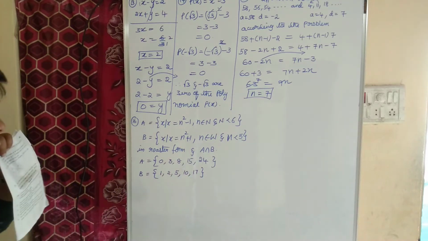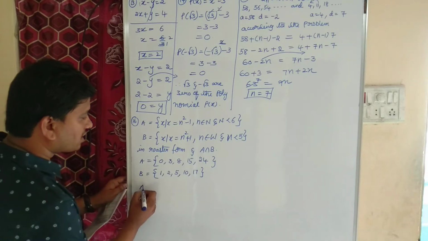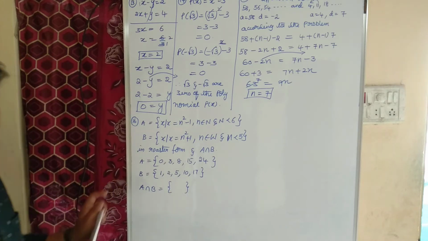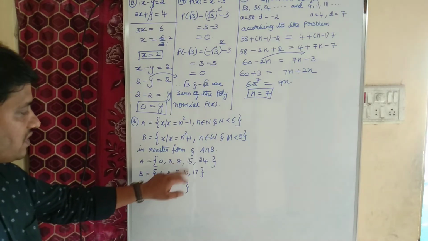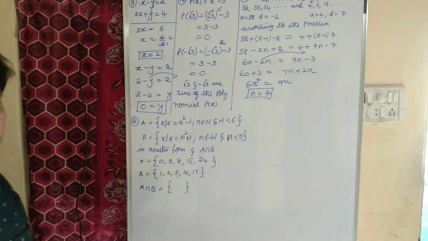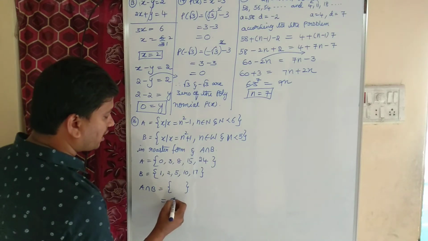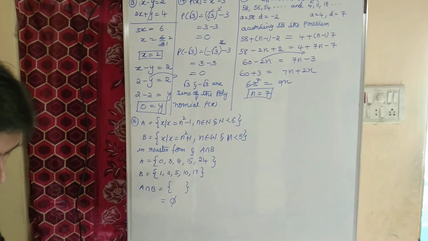Right? Now what I have to do? I also need to find A intersection B. Is there any common element which is there in both set A and B? No common element. Hence A intersection B equals what? An empty set, which I can write as phi. Okay, so that is our roster form.